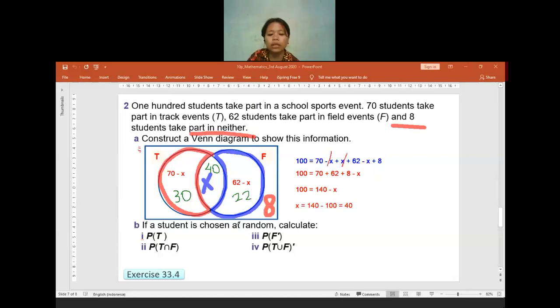If a student is chosen at random, calculate the probability of t. So what is the probability of t? How many will it be?